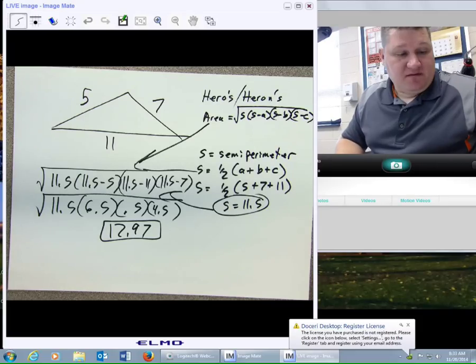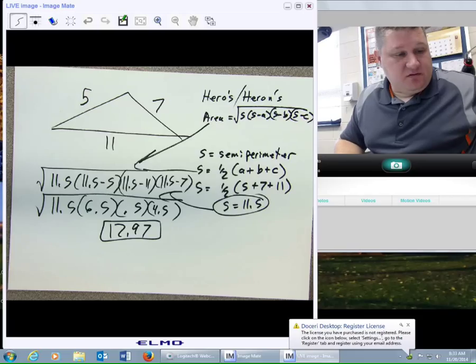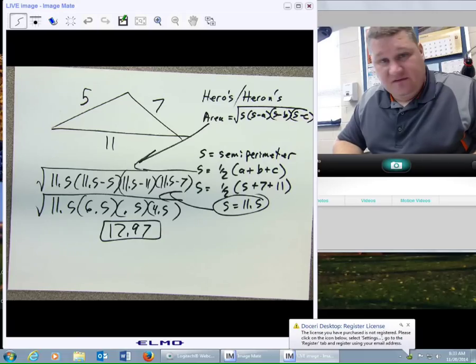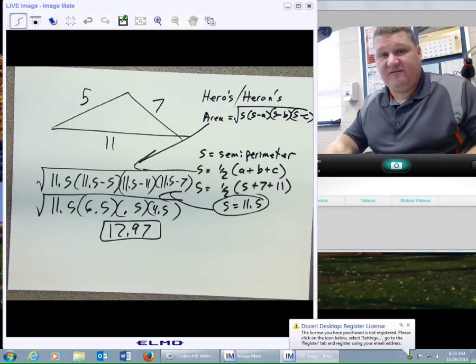Okay, that is finding angles. That is finding angles and areas and heights for triangles. So I think that finishes up our law of sines, law of cosines section.